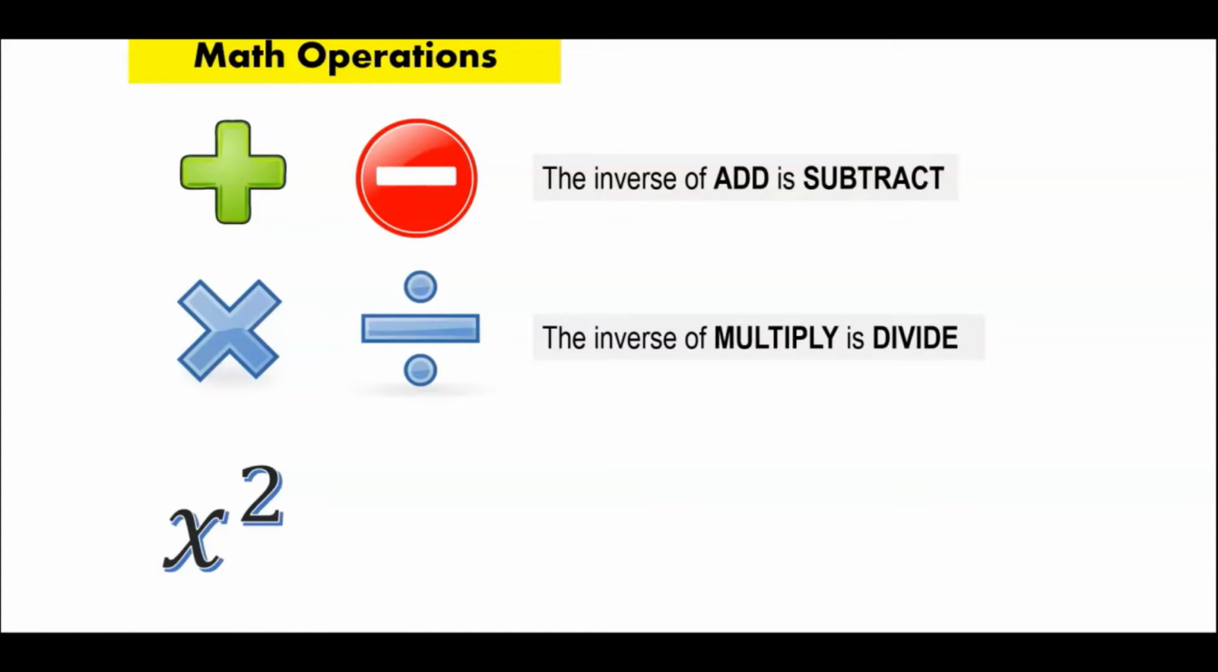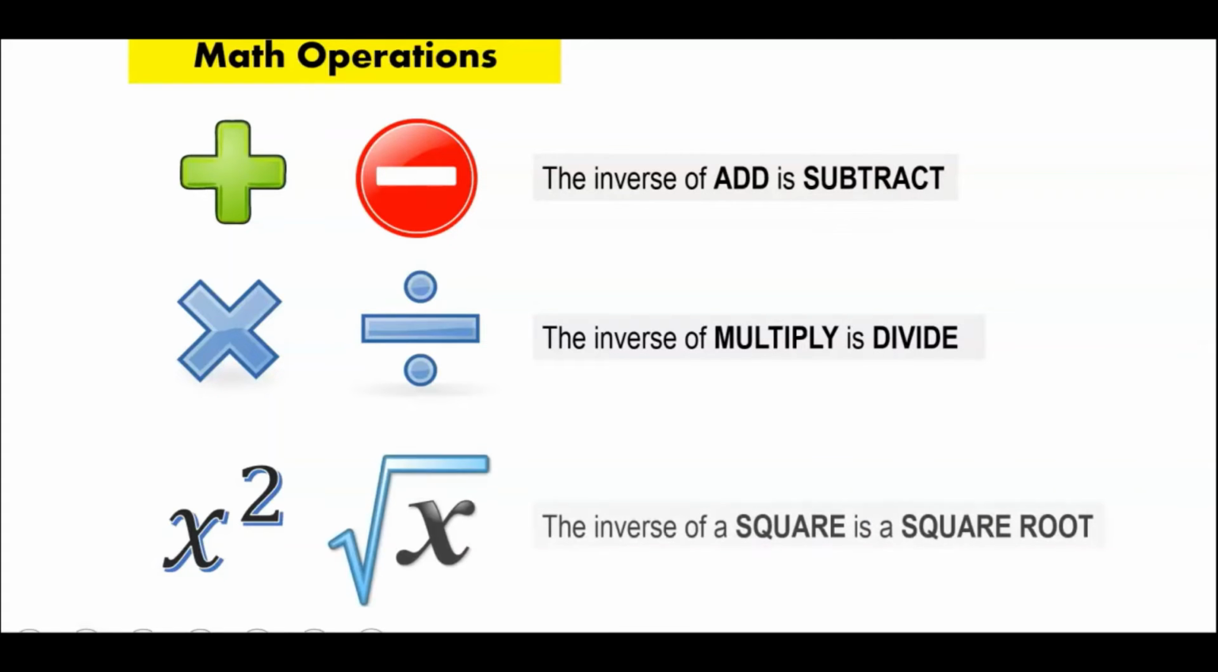Y'all know what the opposite of squaring a number is? Square root. Okay? Square and square root are literally opposites. One is a number times itself. The other one is a number divided by itself, kind of. All right? The inverse of a square is a square root.